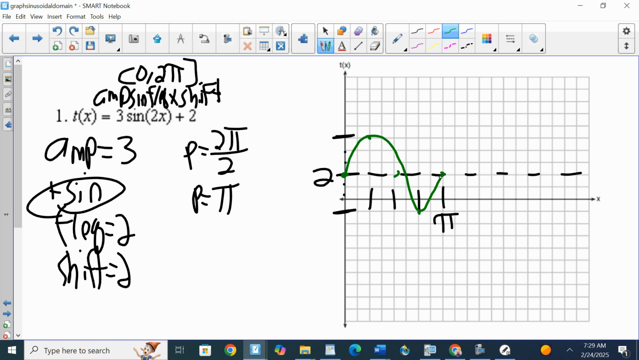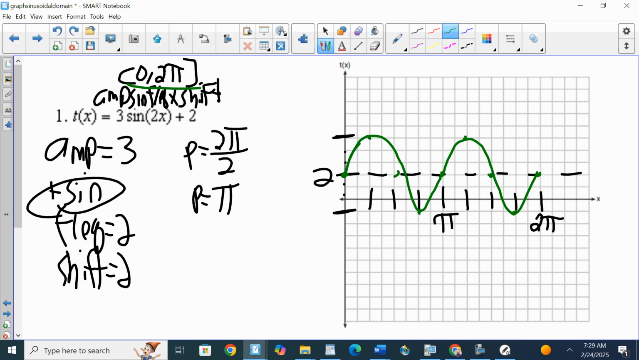Now, it wants me to graph it from 0 to 2 pi. Well, I graphed it from 0 to pi. So, I need another wave. So 4 more dashes. I already got everything else set up, and just continue the wave. Midline, max, midline, min, midline. If this was 1 pi, then this is 2 pi. That's what I want. I'm done.